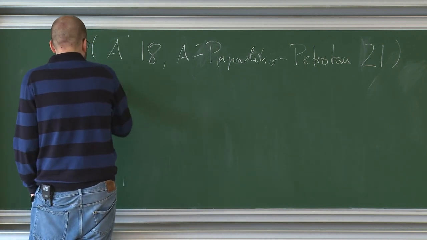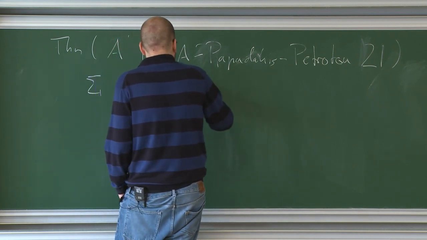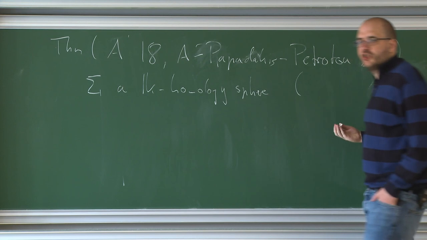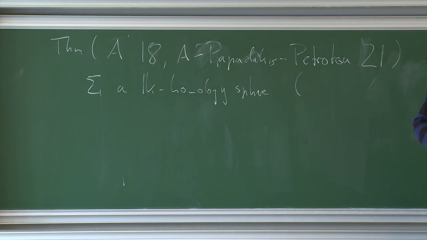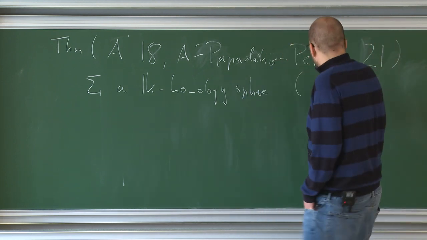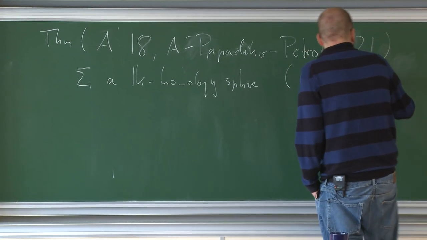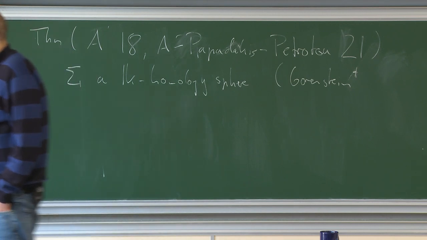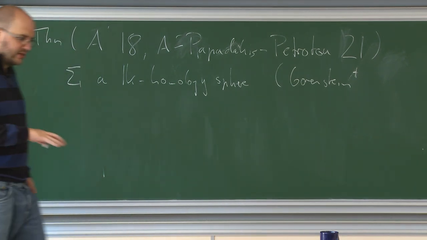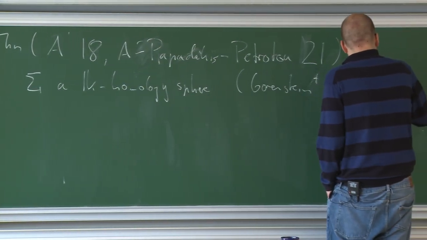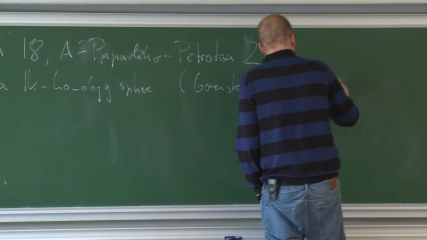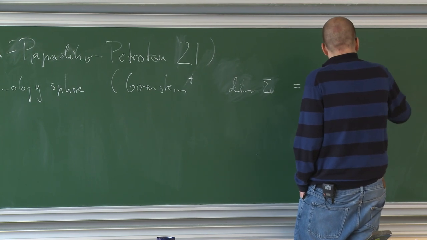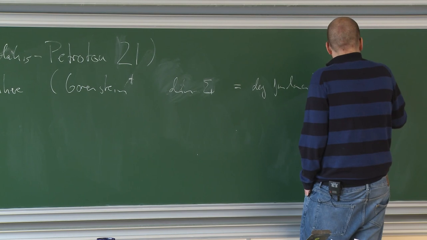So we start with sigma, a K-homology sphere. This is a K-homology manifold, such that it globally also has the homology of a sphere. So it's really just Gorenstein star: the dimension of the complex is the same as the degree of the fundamental class minus one, right?